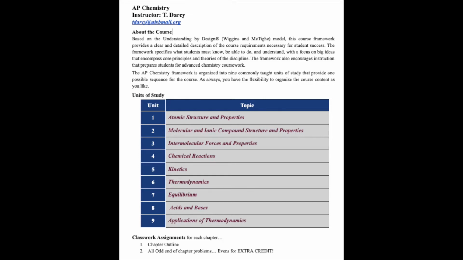Then Unit 2 is molecular and ionic compound structure and properties. Bonding, Chapter 7 and 8 from last year. Intermolecular forces and properties. Chemical reactions, kinetics, thermodynamics, equilibrium, acids and bases, and applications of thermodynamics.